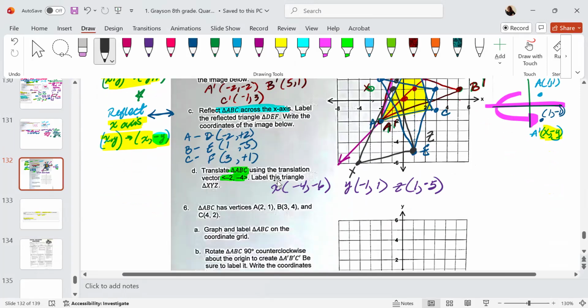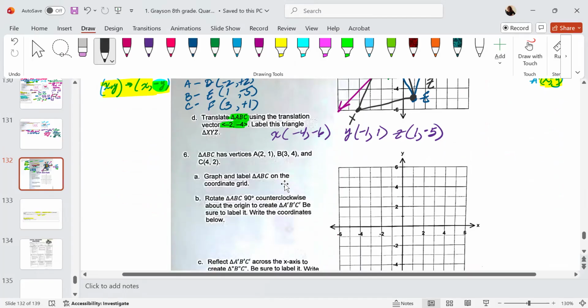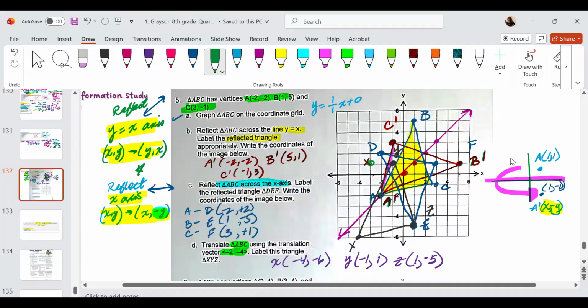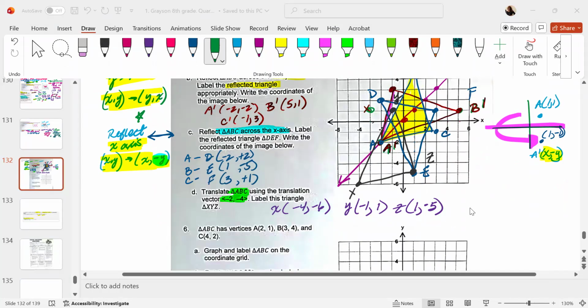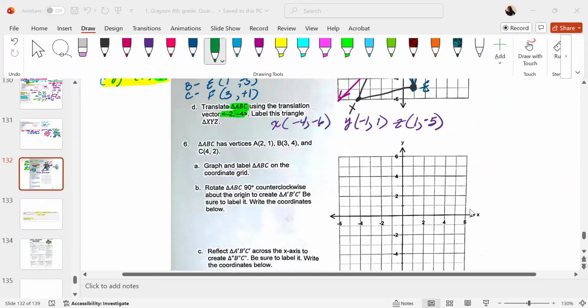All right, so then take a look at number 6. What do you do with number 6? Wait, I'm not done. Oh, okay. All right. Good. Number 6. Read, please. Graph and label ABC on the coordinate grid.